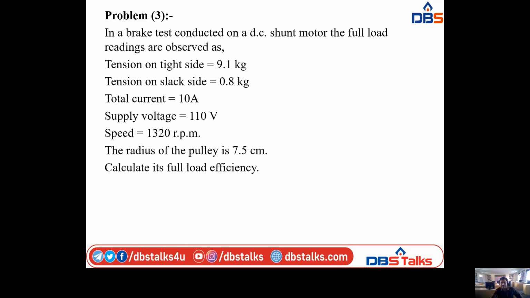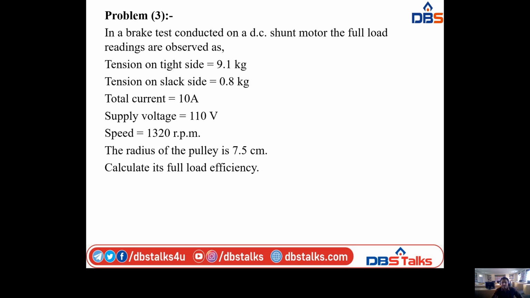and the weight on the slack side is 0.8 kg. The current is given as 10 amperes, the voltage is 110 volts, and R is equal to 7.5 centimeters, that is the radius. You know the formula for the shaft torque for the brake test, that is tau SH is equal to (W1 minus W2) into 9.81 into R.